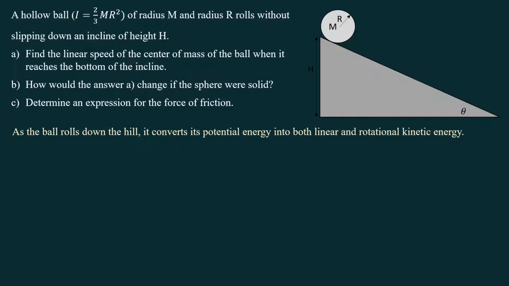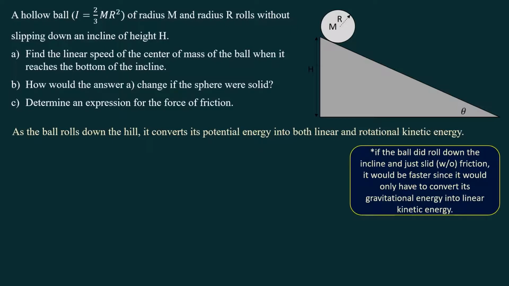What's going to make this go slower than something that slides without friction? That's a common question to be asked as well. If something slides without friction downhill, it's going to convert all its potential energy into just linear kinetic energy, and it's going to go faster. If it has to rotate, then it has to convert its energy into both linear kinetic energy and rotational kinetic energy. So it's rotating, that's additional kinetic energy that it has to gain. There's a little note there: something that slides without friction will slide down faster than something that rolls without slipping. That's a common thing to be asked.